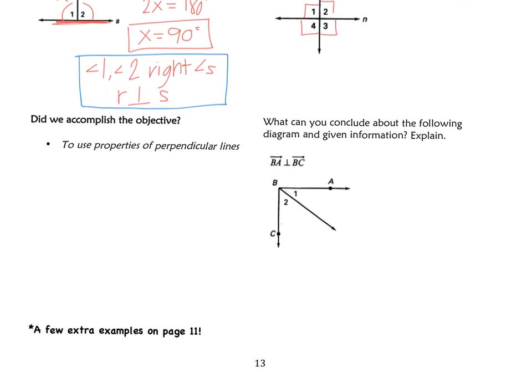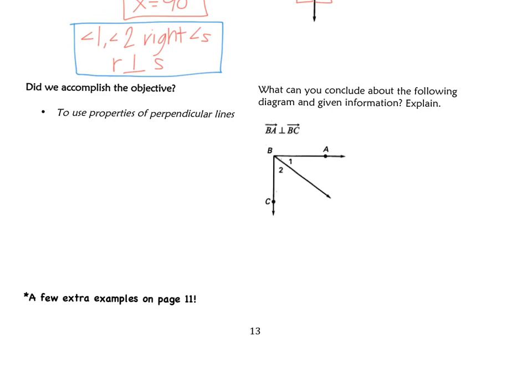Let's see if we accomplished the objective. Use the properties of perpendicular lines. What can you conclude about the following diagram given the information below? So you're given that ray BA is perpendicular to ray BC. Notice they both have that initial point of B. They go towards A and towards C. I'm told that they're perpendicular. So first off, what does perpendicular mean? And then what can you conclude about angle 1 and 2? So first, please tell me what angle CBA is, and then what you can conclude about angle 1 and angle 2.